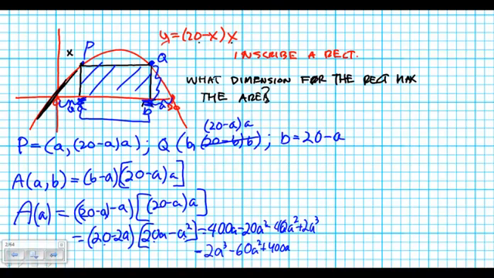Okay, so I think we've completed step 3, right? The substitution step. You can take the derivative maybe. Step 4, the derivative step. A prime of a is equal to 6a squared minus 120a plus 400.